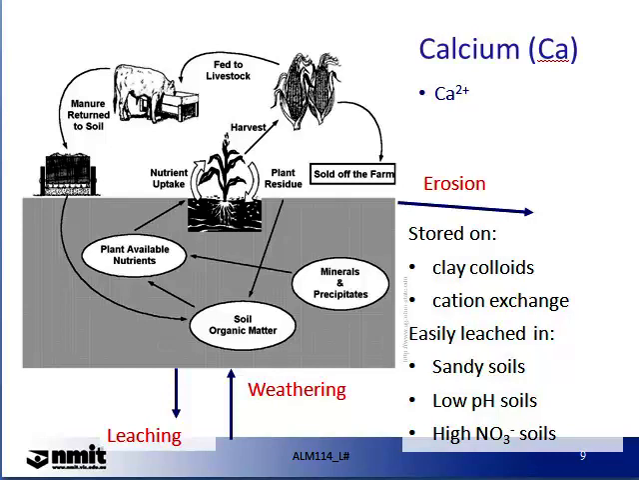In conclusion, in the calcium cycle, we need to think about calcium, weathering and leaching, good soil organic matter, minerals and precipitates, and plant available nutrients.